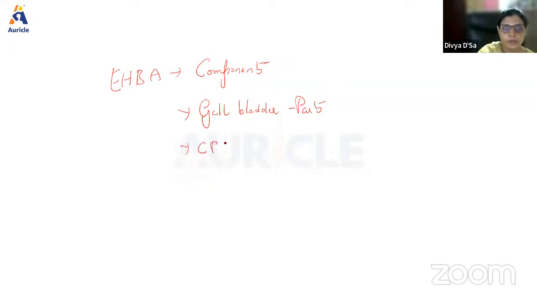Okay, extrahepatic biliary apparatus means what? What are its components? The important thing to know is the gallbladder and its parts. You should know about its parts, which are commonly asked. Then you have to know about the common bile duct.